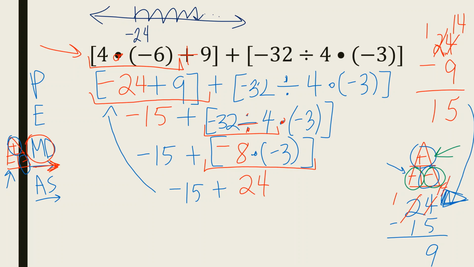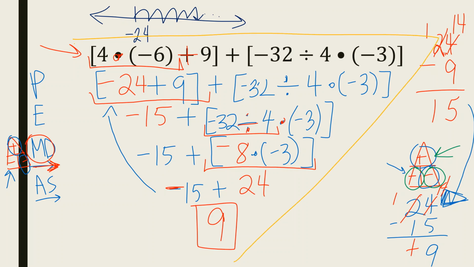14 minus 5 does give us 9. 1 minus 1 is 0. So we have 9. Now we have more positives than we have negatives, so it will be a positive 9. That is our answer. Just like the other example, make sure you end up with an upside down triangle.